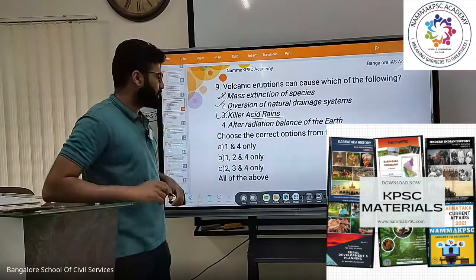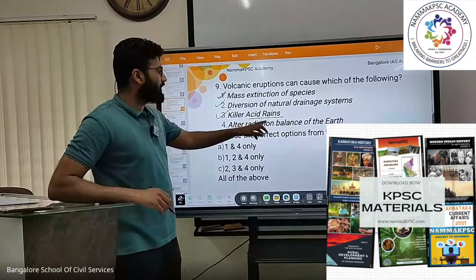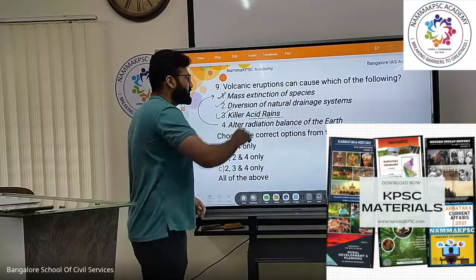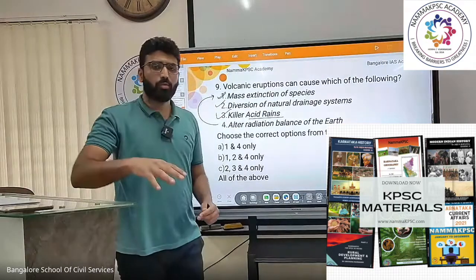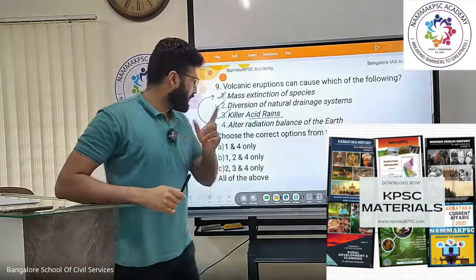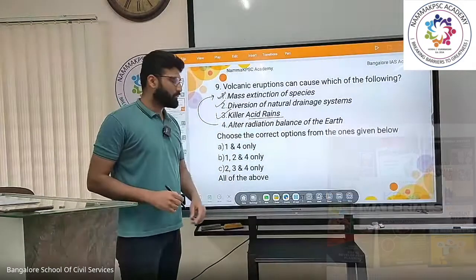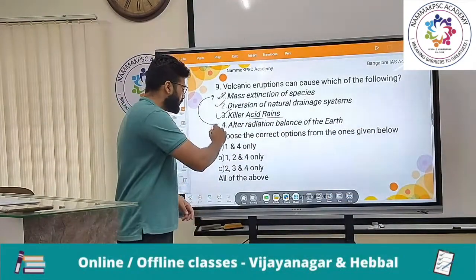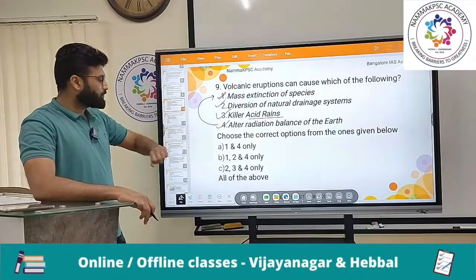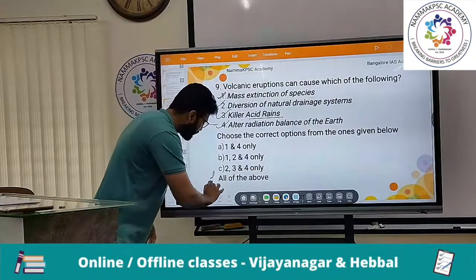Statement 3 is also correct. Statement 4, alter radiation balance of the Earth. I've just explained this while explaining mass extinction of species. Dust and soot particles which are spewed into the atmosphere will cut off the sunlight and affect the heat balance of the Earth. This statement is also correct. So choose the correct option: all of the above.